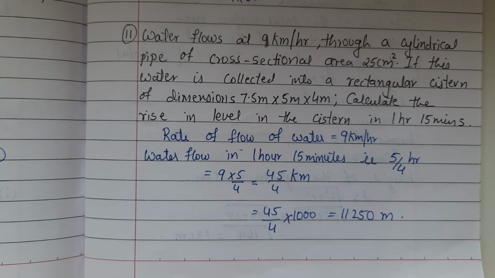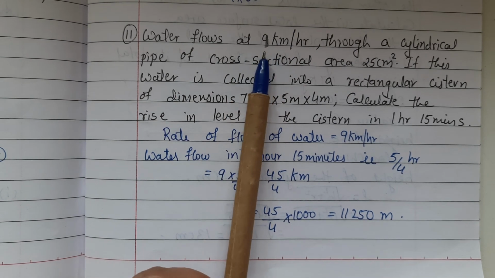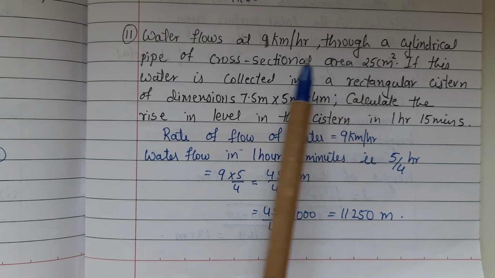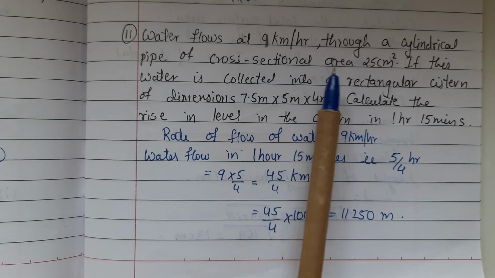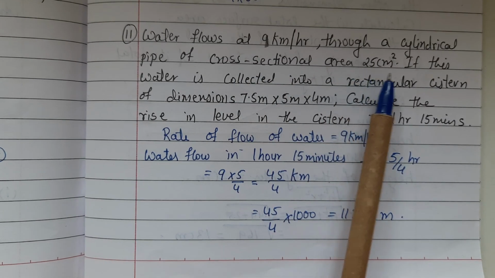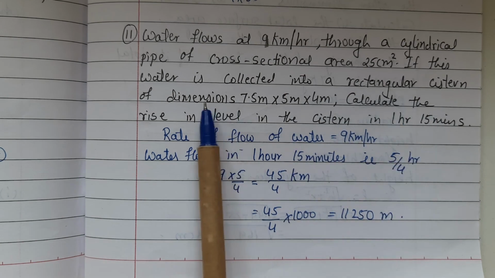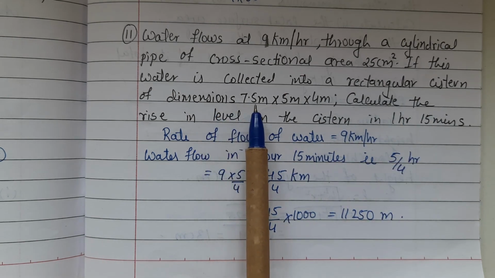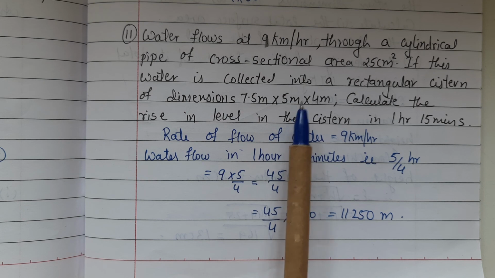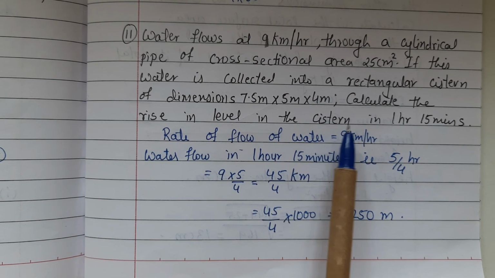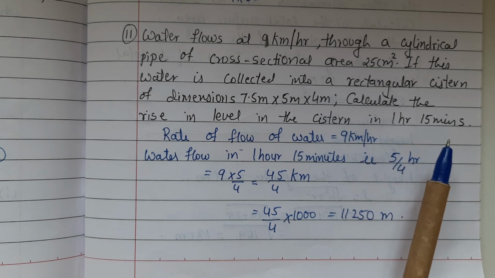Sum number 11. Water flows at 9 km per hour through a cylindrical pipe of cross-sectional area 25 cm square. If this water is collected into a rectangular cistern of dimensions 7.5 meter into 5 meter into 4 meter, calculate the rise in level of cistern in 1 hour 15 minutes.